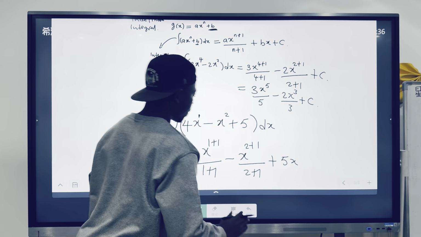So 2 into 4, we have 2 now, the x squared minus x to the power 3 over 3, then plus 5x, then plus c. So that gives us the answer. This one here. Okay, so let's just look at another example.